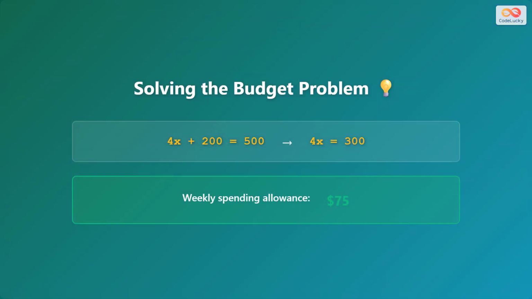Let's solve this budget problem using our balance method. The equation is 4x plus 200 equals 500. First, subtract 200 from both sides, which gives us 4x equals 300. Then divide both sides by 4 to find x. This tells us that x equals $75. Therefore, your weekly spending allowance is $75.